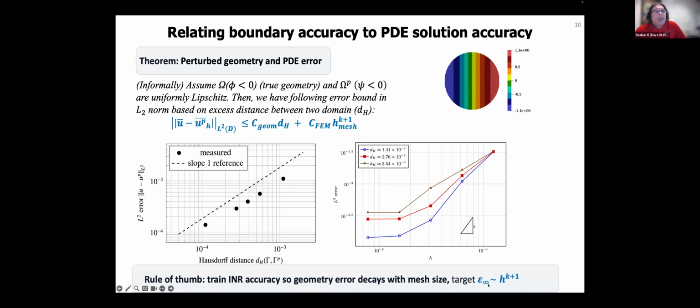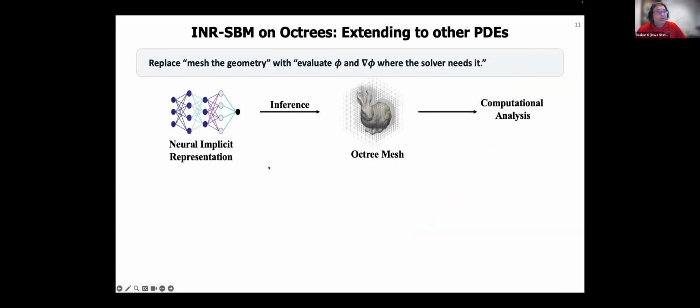So essentially, we show that if you train your losses from epsilon naught all the way down to h power k plus 1, then you're good, right? That's not going to be the bottleneck in terms of your resolution. So with all this, coming back full circle, in the next 4 minutes, I'm going to give you some examples.